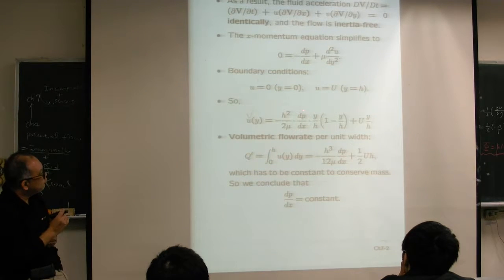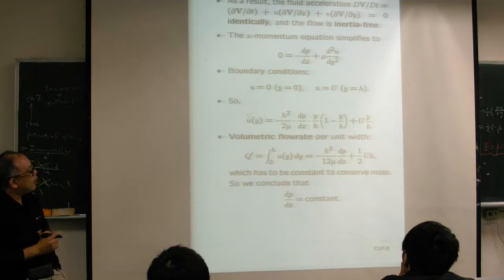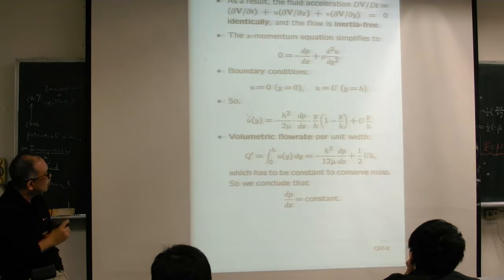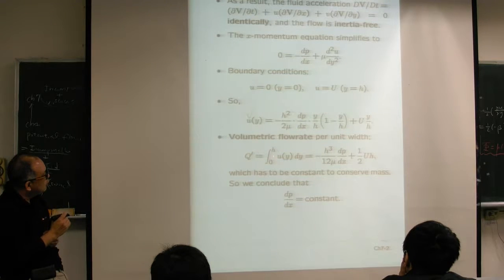One is due to the pressure gradient, and one is due to the moving wall on the upper surface. So this is our velocity field. We can integrate u in the y direction from the bottom wall to the upper surface. This gives you the volume flow rate per unit width. Once you integrate from 0 to h, you can get this. So this gives you the volume flow rate.